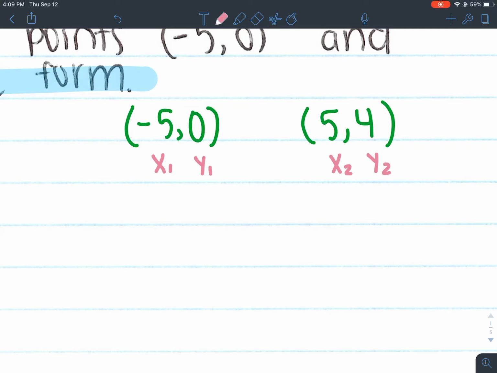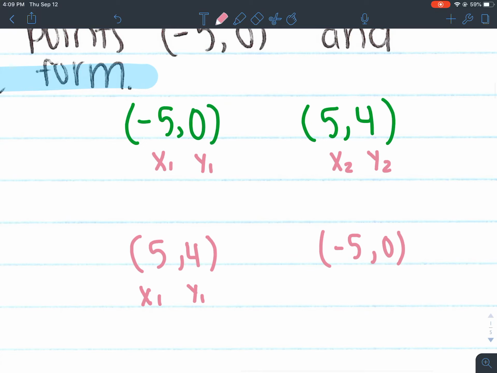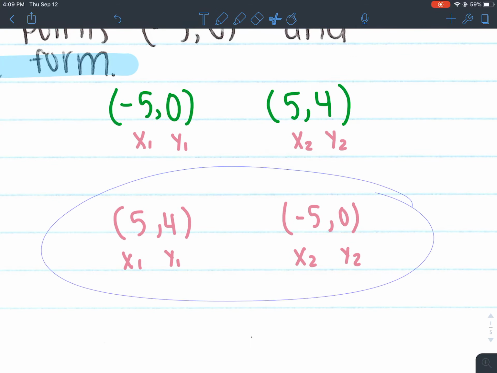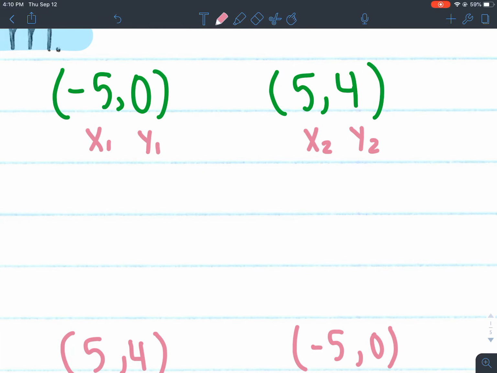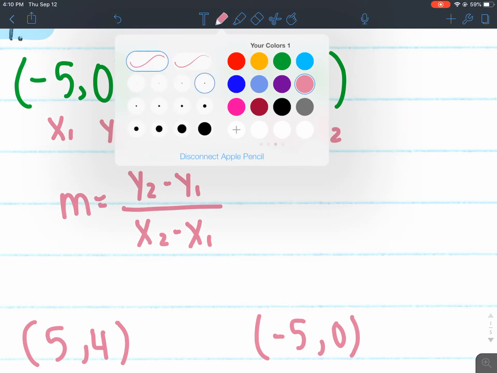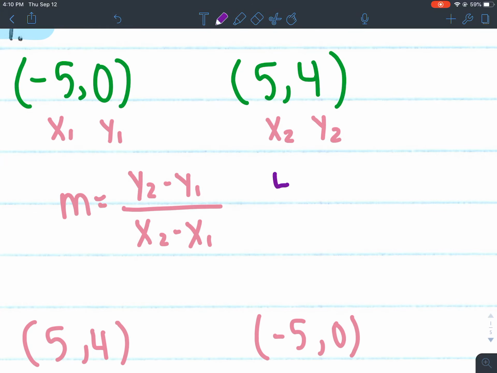And it doesn't really matter which one your points are labeled. So if you wanted to do (5, 4) being your x1 and y1, that also works. There's not a wrong answer for doing that. You would get the same exact thing if you did it the other way. Okay, so let's go ahead and plug this in. I have m equals y2 minus y1 over x2 minus x1. So I have 4 minus 0 over 5 minus -5.